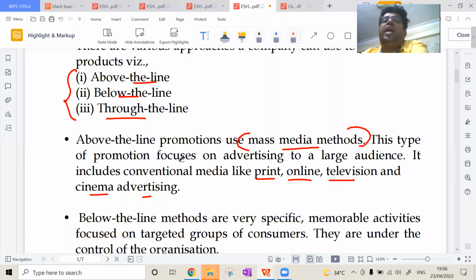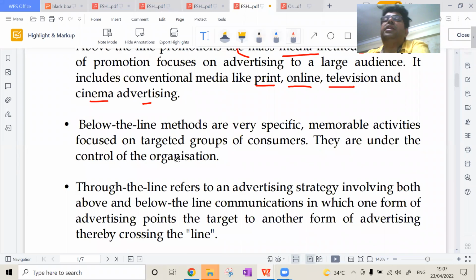Watching YouTube, and while watching a YouTube video an advertisement comes up, that is online. Print media is different. Suppose the banners, suppose the newspaper advertisement, that is above the line. Now, what is below the line? Below the line is going with a very specific, targeted audience. They are targeted customers and consumers, which you have to focus on. Suppose I am designing a medicine which is for diabetic patients.